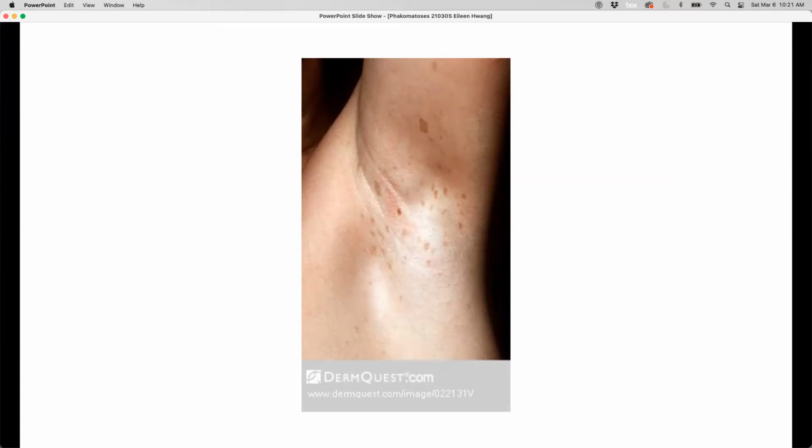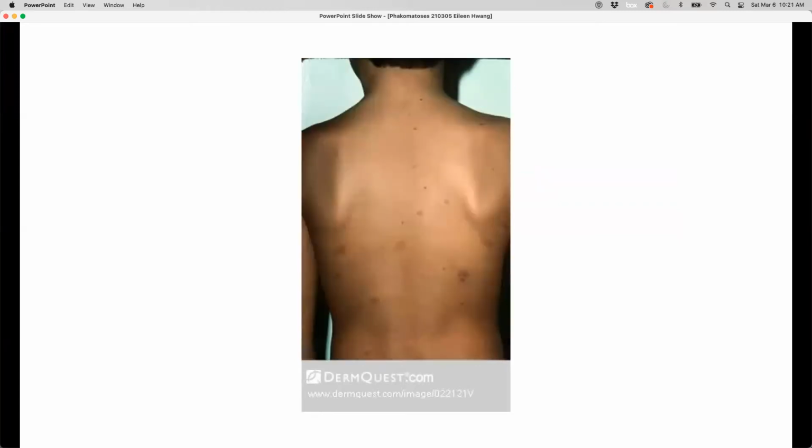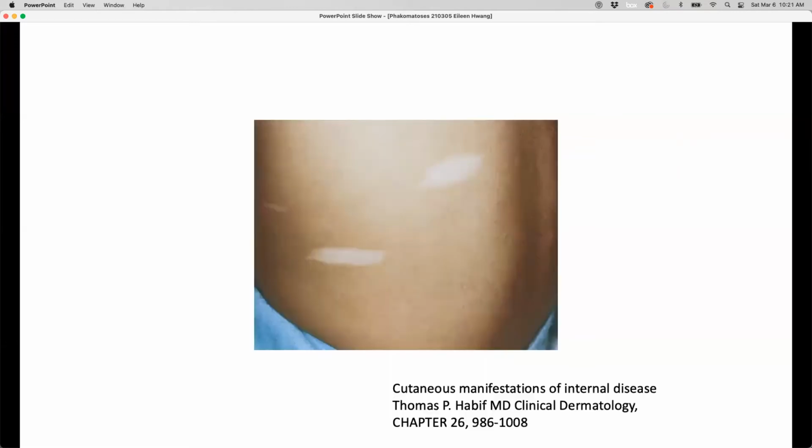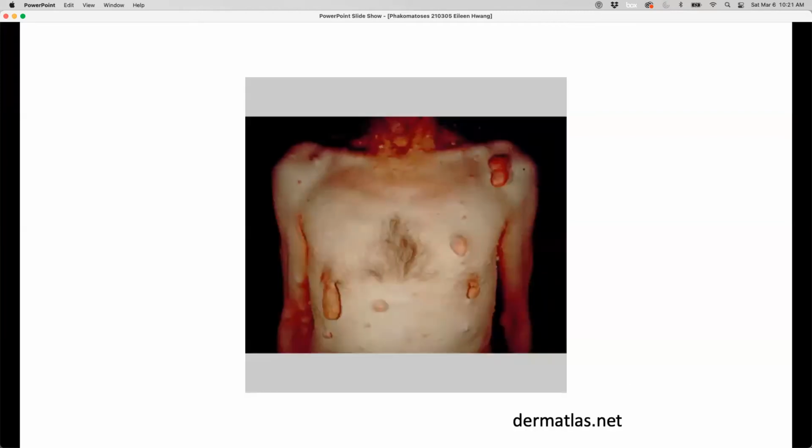So what is this picture of? Axillary freckling. Yeah, great. And what condition is that found in? NF1. Excellent. How about this one? What condition is this? These are cafe au lait spots. Yep, also NF1. Great. And then how about these? Those are ash leaf spots. Yep. And what condition is that found in? Tuberous sclerosis. Great. Wonderful. And how about this one?